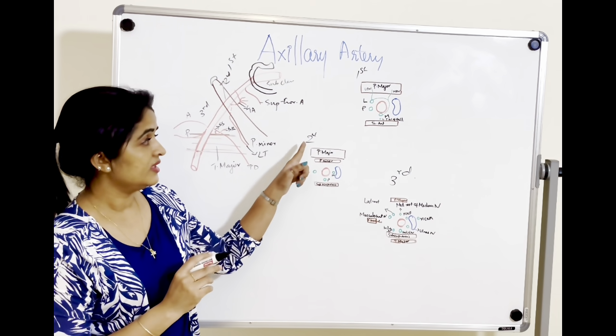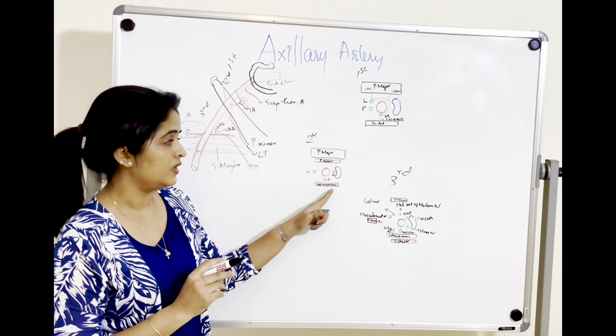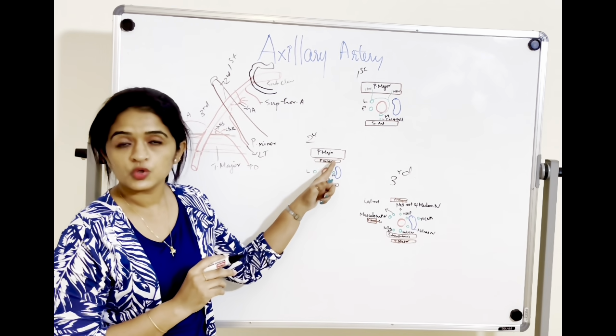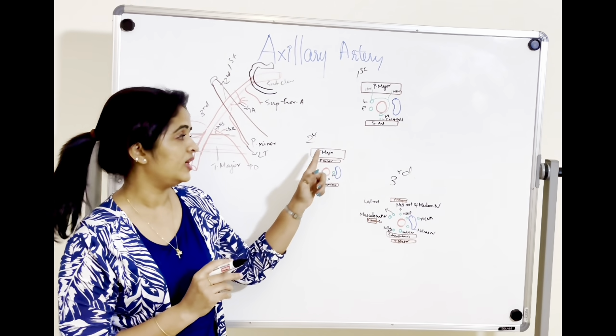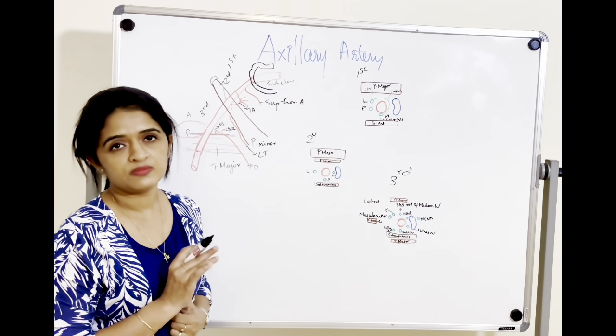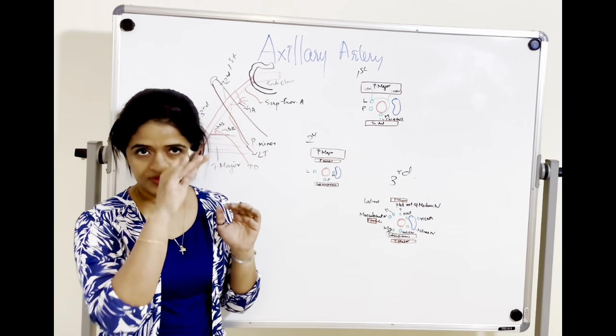Okay, so in the second part of axillary artery, when you show the relations, you can show the pectoralis minor, whereas in all the other cases, you can show only the pectoralis major muscle. So once again, I will say the superior relations.